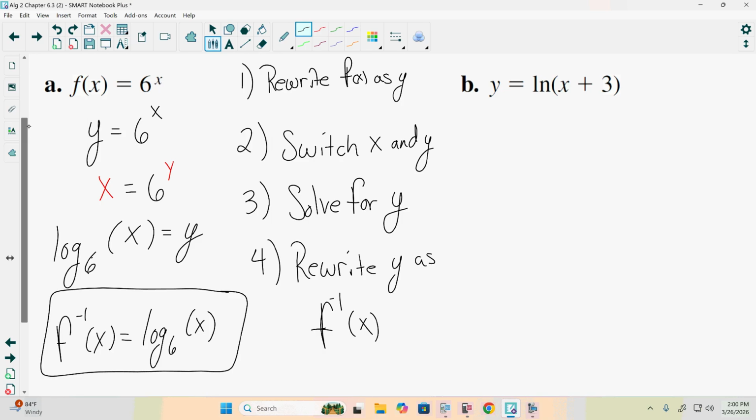Step number 1, rewrite f of x as y. Well, does it have f of x? No, so we're going to skip that step. It also means we're going to skip step 4. If it does not start in function notation, we're not ending in function notation. So really the first thing we're going to do is switch x and y. So we get x equals the natural log of y plus 3.